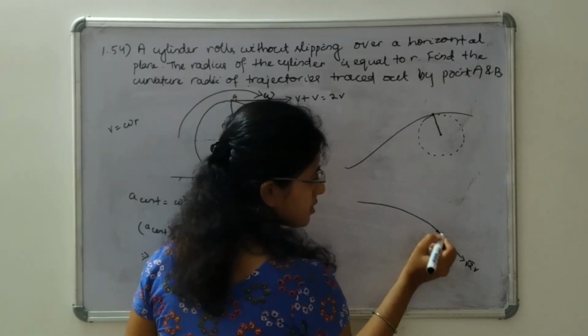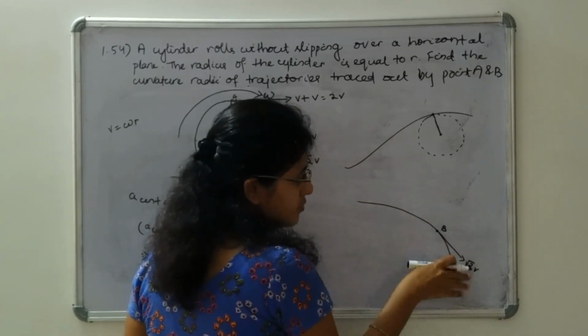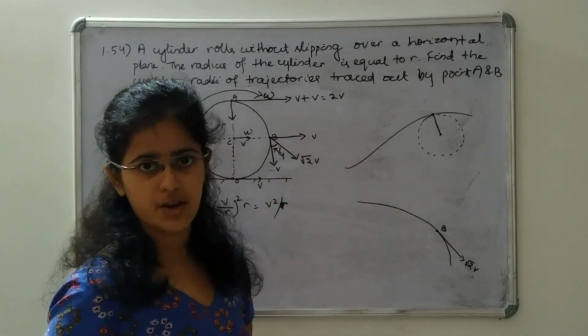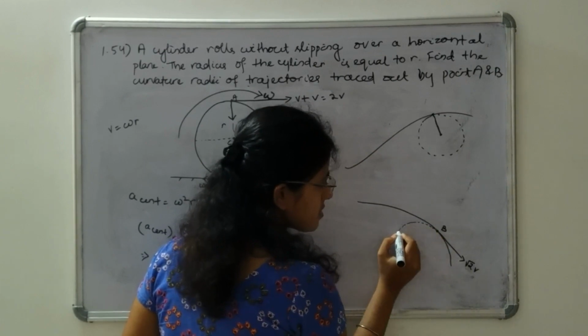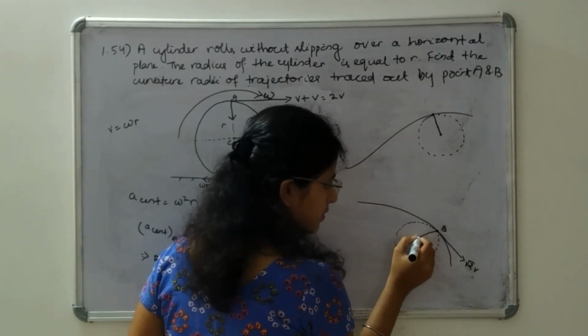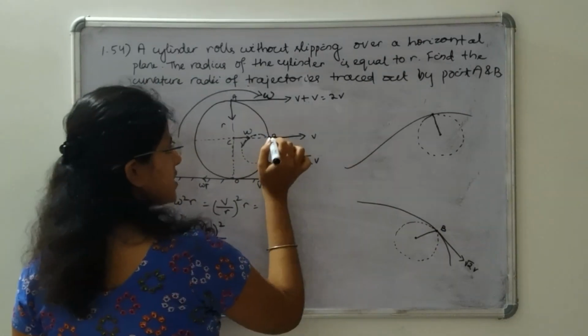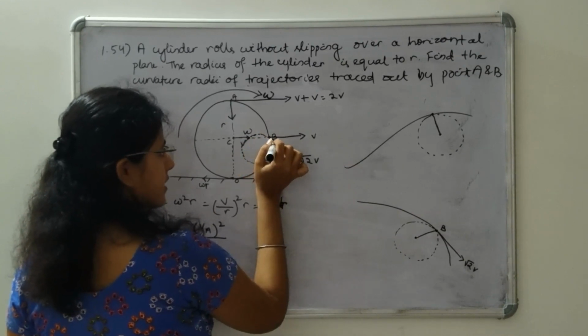If you consider this point B, the resultant velocity with which B is moving is root 2 v, and this is in this direction as observed by the ground frame. Okay? So draw a circle at this point. We have to derive the radius of curvature, this radius. That means for this case, the circle is like this.